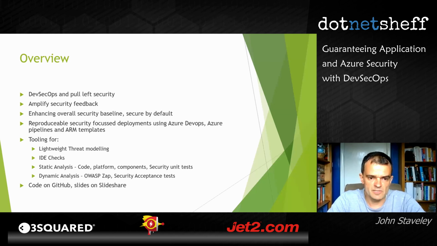Finishing it off with some dynamic analysis, so OWASP ZAP, so it's pen test light, and then what security acceptance tests you can do. So all of those stages are then feeding security back into your requirements, so you avoid having to do security regression, having insecure code in production.